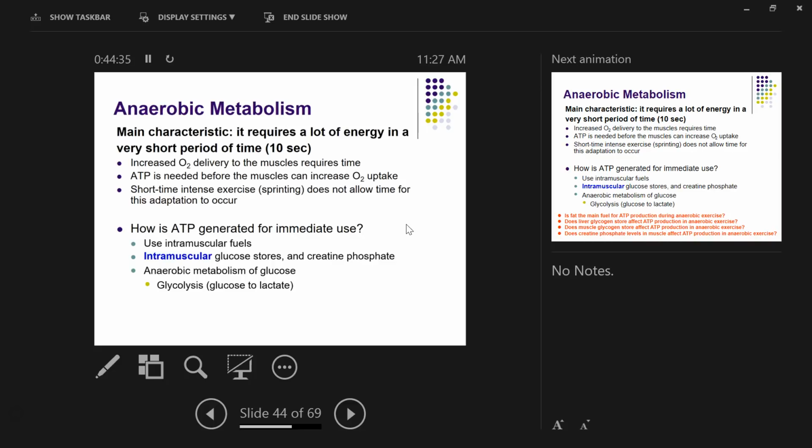Which type of fibers do you think should be involved in this anaerobic exercise? Yeah, type 2X fibers are involved in this anaerobic exercise. So we want to have more type 2X fibers for sprinting type of exercise.